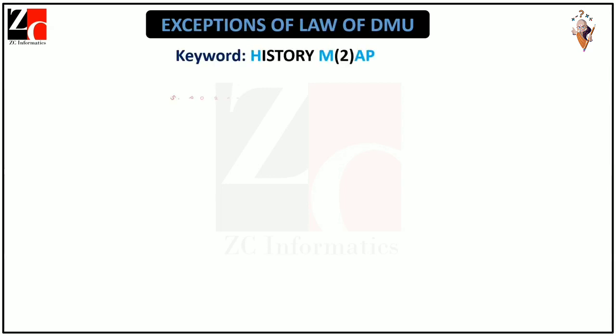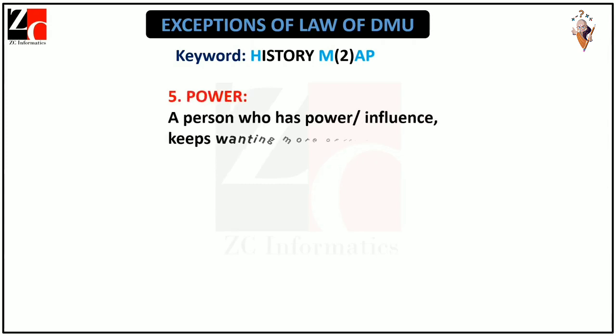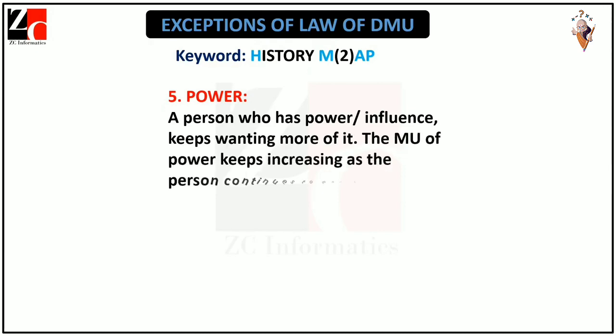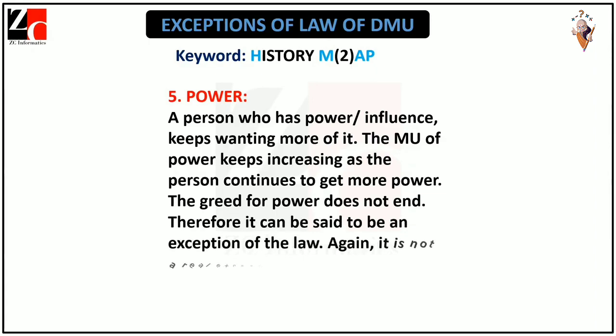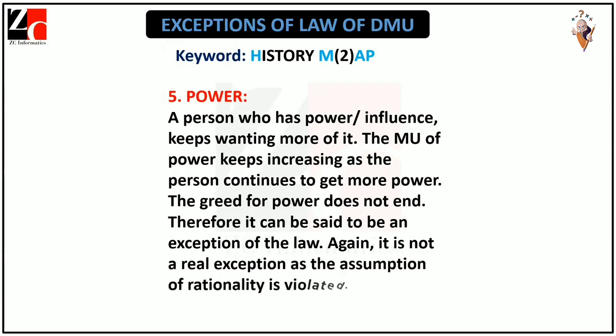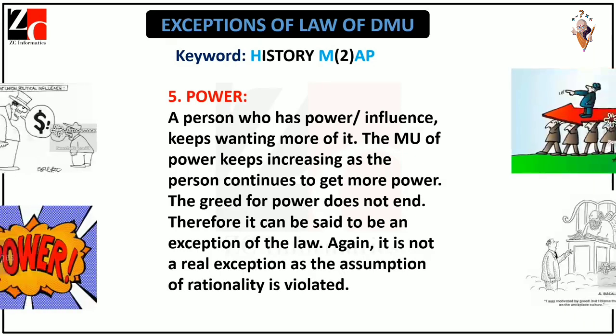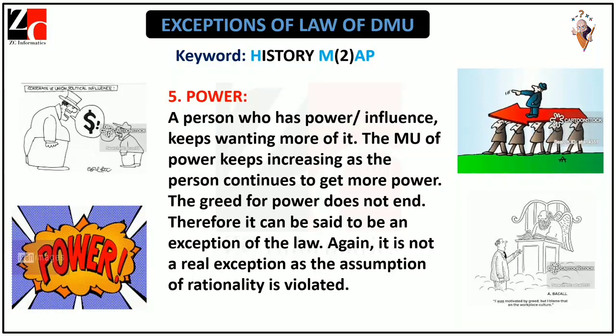Point number 5. Power. A person who has power or influence keeps wanting more of it. The marginal utility of power keeps increasing as the person continues to get more power. The greed for power does not end. Therefore, it can be said to be an exception to the law. Again, it is not a real exception as the assumption of rationality is violated.